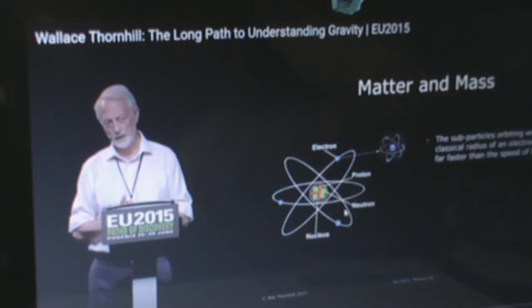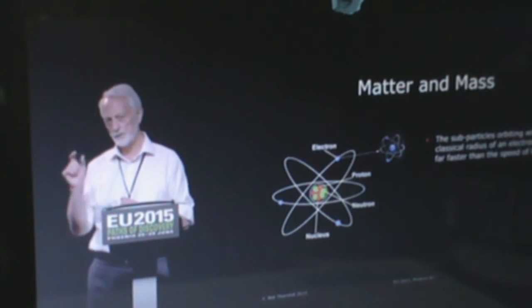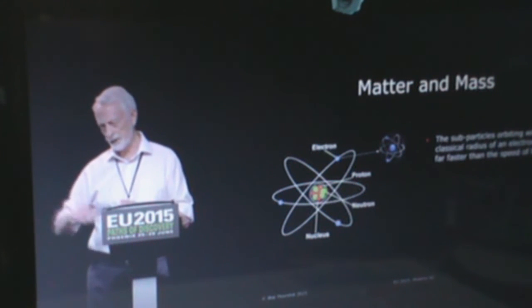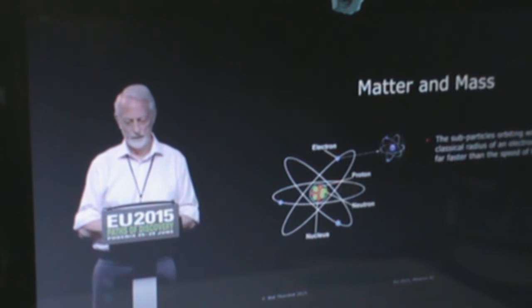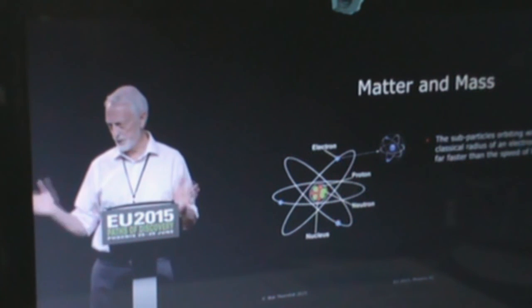All right, moving on. Calculated that if those tiny little subparticles were to be released from the electron, they could travel from here to the far side of the Andromeda galaxy in 1 second. This comes back to Newton's law, which doesn't involve time. In other words, it says it's instantaneous.